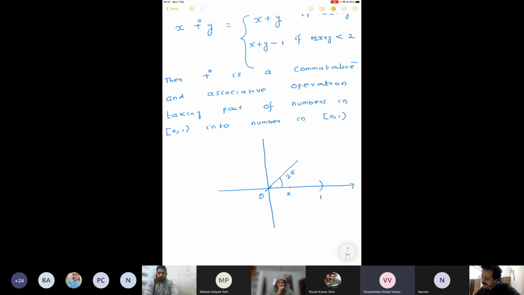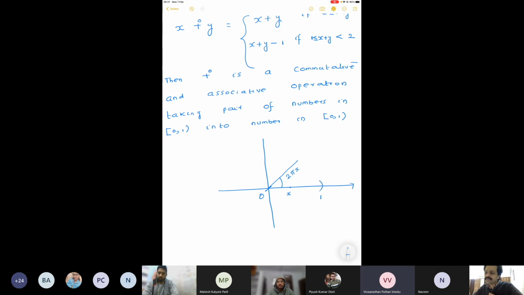2 pi times x. I repeat, each element x in [0, 1], you assign to 2 pi x and you think of 2 pi x as an angle. Okay. Now, can you interpret what addition of x and y means? Adding y to x is the same as adding the angle 2 pi y to 2 pi x. That means you are rotating this ray again by an amount 2 pi y.